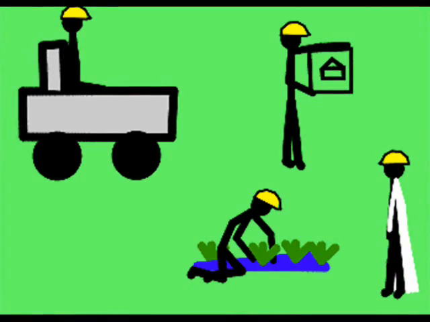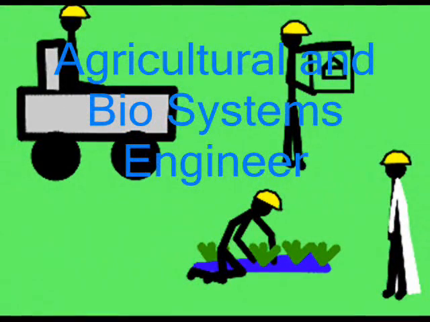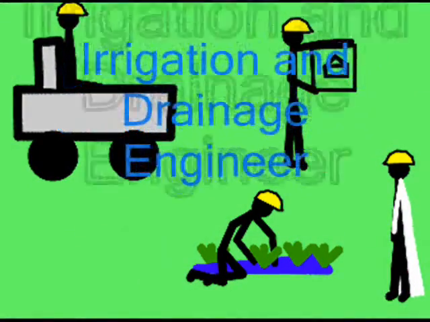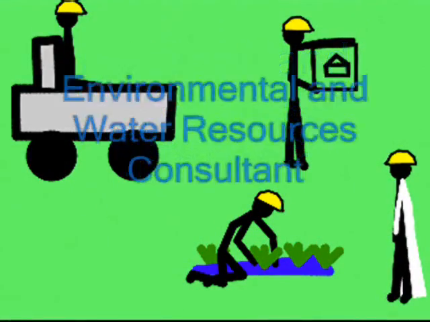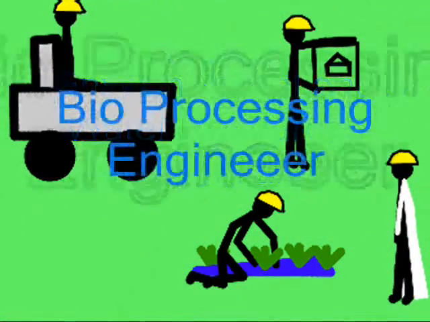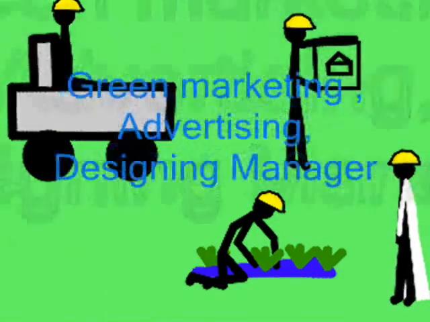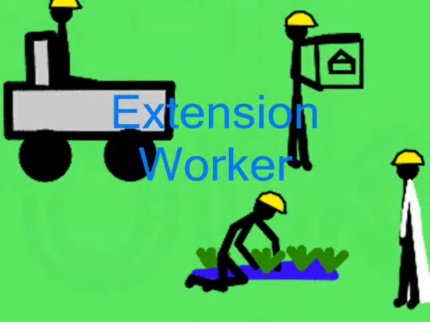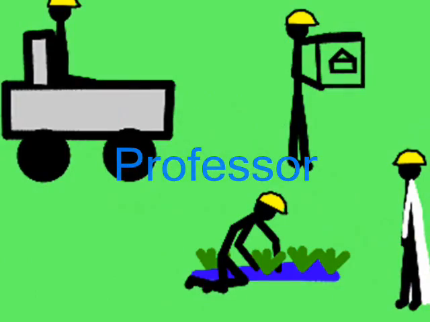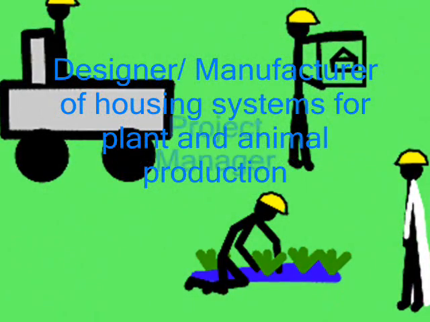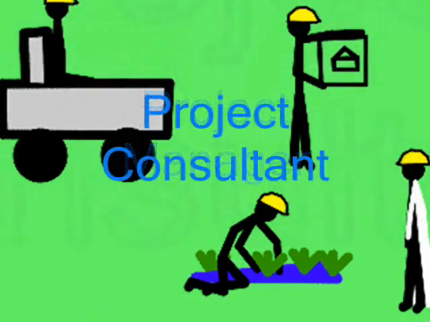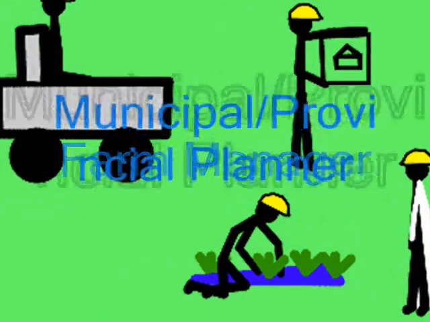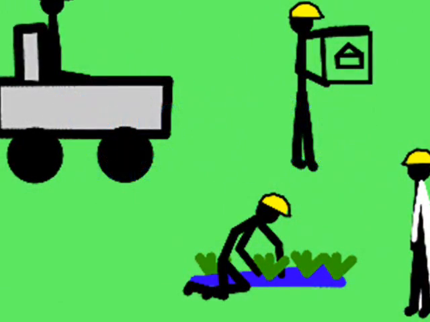A graduate of ABE may qualify as Agricultural and Biosystems Engineer, Designer or Manufacturer of Agricultural Machinery, Irrigation or Drainage Engineer, Environmental and Water Resources Consultant, Bioprocessing Engineer, Green Marketing, Advertising or Designing Manager, Researcher, Extension Worker, Professor or Instructor, Designer or Manufacturer of Housing Systems for Plant and Animal Production, Project Manager, Project Consultant, Pre-Sales Engineer, Farm Manager, Municipal or Provincial Planner, and other emerging professions.